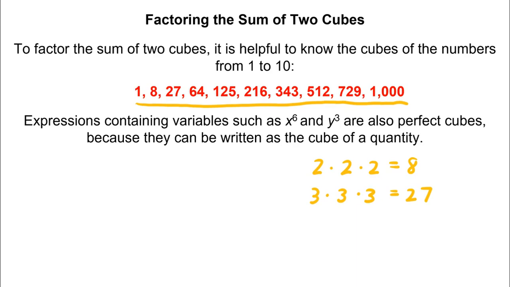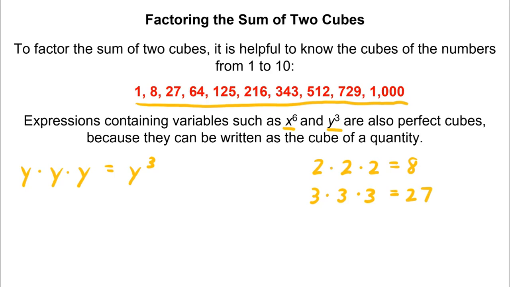Now, what about variable expressions like x to the 6th or y to the 3rd? How can we identify if variable expressions are perfect cubes? Well, let's see if we can identify a pattern. Let's start with y times y times y, or this could very well be x times x times x as well. Y times y times y is y to the 3rd. Well, y to the 3rd is a perfect cube because it is y multiplied by itself 3 times. So y to the 3rd is a perfect cube, and y is the cube root of y cubed.